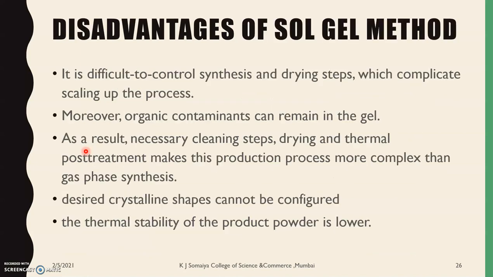There are some disadvantages. It is difficult to control the synthesis and drying step process. Therefore, it is very difficult or sometimes complicated to scale up this process. So we cannot get large-scale production of these nanomaterials by the sol gel method. Moreover, sometimes organic contaminants can remain in the gel during the aging stage. So therefore, purification is an important challenge, and as a result of this cleaning step, drying, post thermal treatment, this process becomes more complex than gas phase synthesis, and sometimes desired crystalline shapes cannot be achieved, and the thermal stability of the powder is also lower.